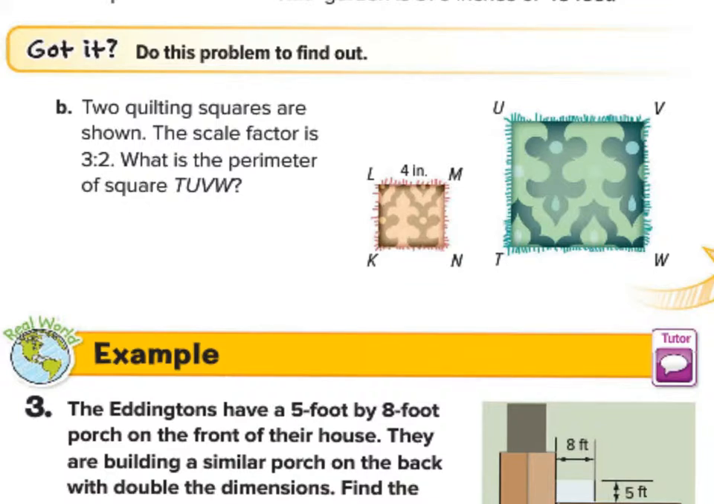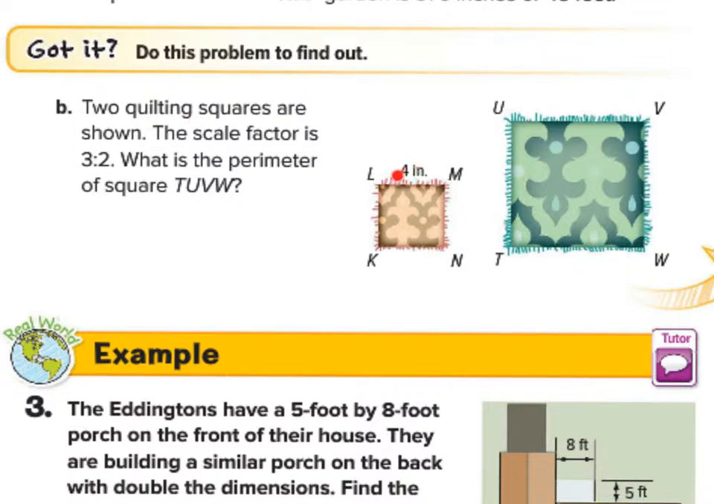Okay, here we have another transformation, I should say, where we go from a smaller quilt to a larger quilt. And we see here 2 quilting squares are shown. The scale factor is 3 to 2. What is the perimeter of square TUVW? TUVW, right? So they're squares.